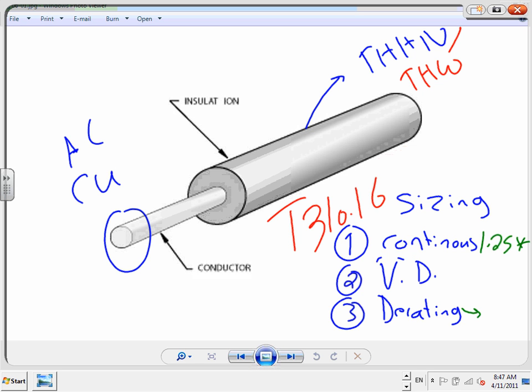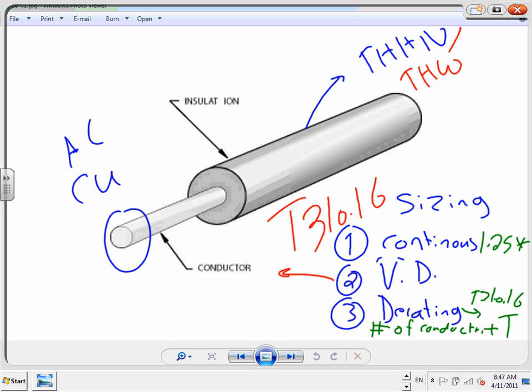Derating, I'll go to voltage drop in a second. For derating, guys, you're going to go to table 310.16, and there are two ways we derate. We derate based on number of conductors plus temperature. We derate based on number of conductors in a conduit and temperature. And you guys have done a few deratings for me over the years.